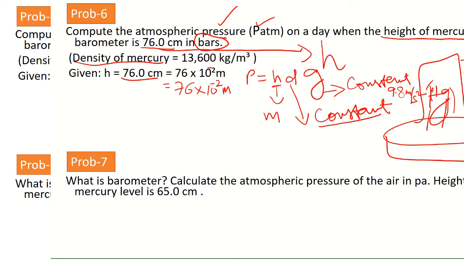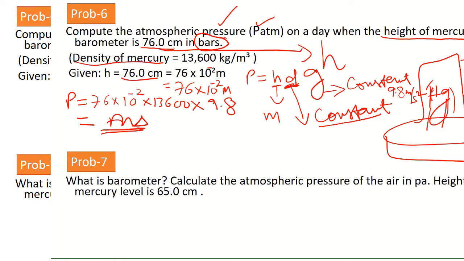Now here P equal to 76 multiplied by 10 to the power minus 2, and the value of the density is 13,600, and the value of the G is 9.8. So you can solve this, and after solving you can get some answer here. So you have to solve. Okay, how much answer will come?